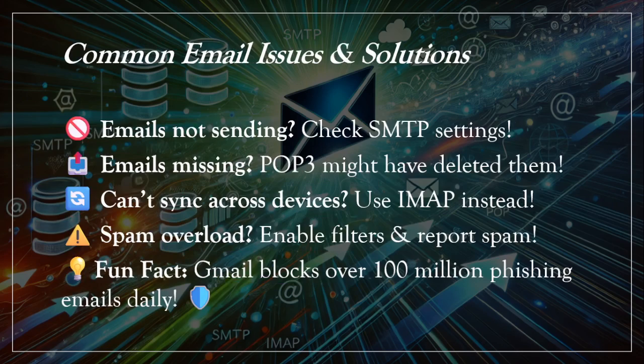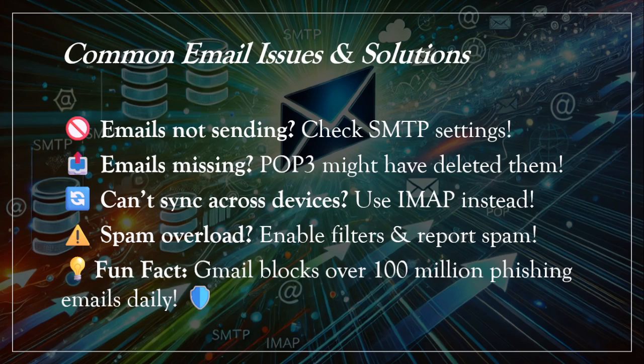Emails are great until they don't work. We have all been there. An email won't send, messages go missing, or your inbox turns into a spam jungle. We'll talk about some of these issues today. First off, emails are not sending. If your messages are stuck in the outbox, the culprit is usually the SMTP setting. Double check your SMTP server port and authentication settings in your email client. For more secure email providers, use port 465 or 587 with encryption enabled.